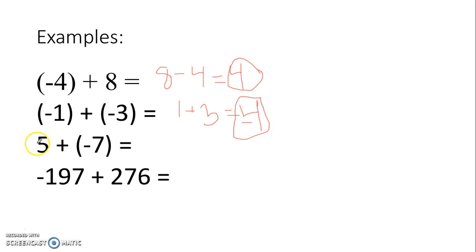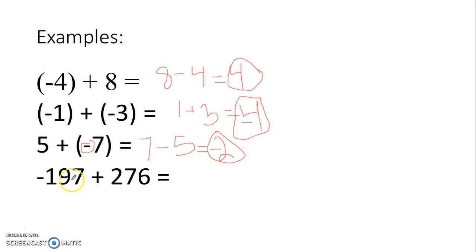Okay, so now we have 5 plus negative 7. Because they're different signs, we got to subtract. So 7 minus 5, which is equal to 2. Now the greatest absolute value, so 5 versus 7, which one's greater? 7. The sign in front of the greater number is negative, so it's negative 2. Negative 2 is our answer.